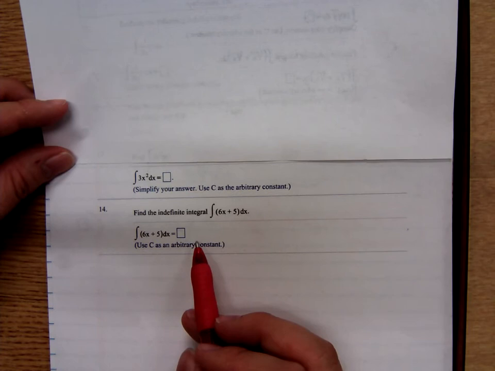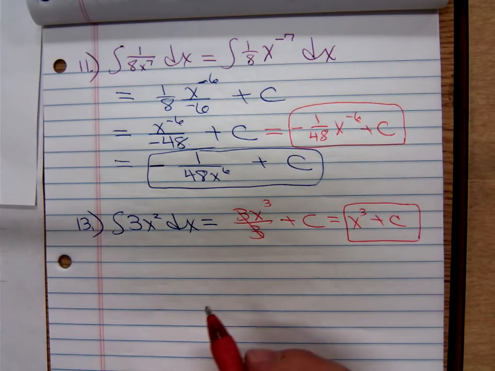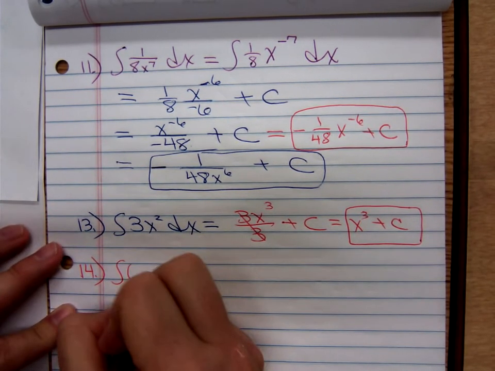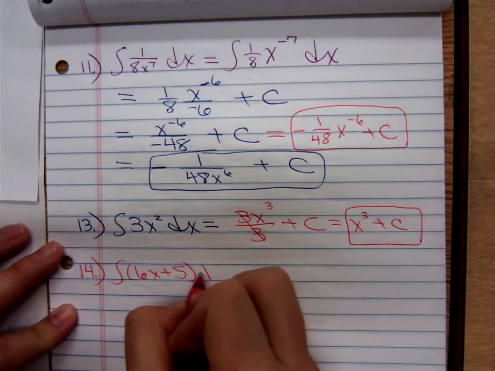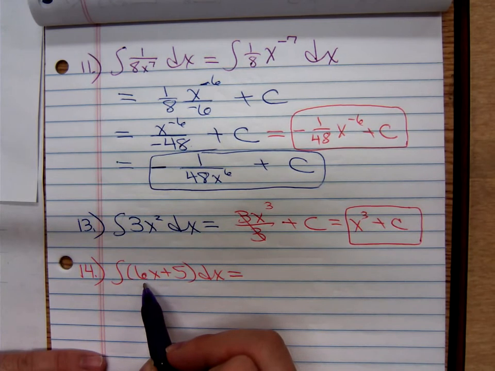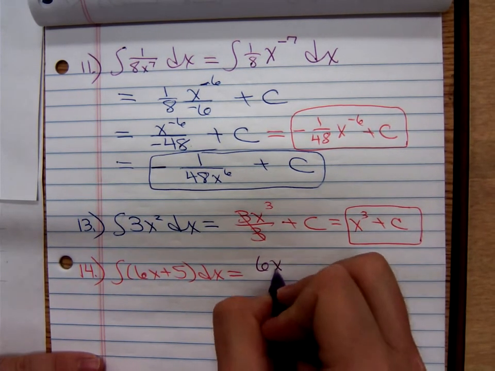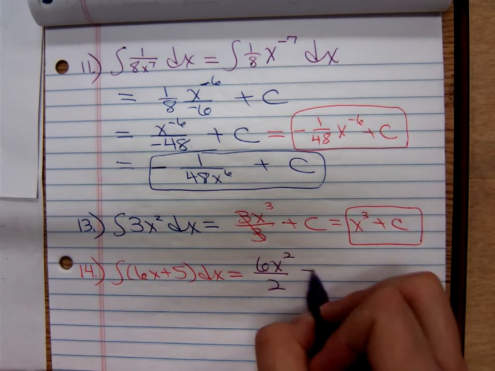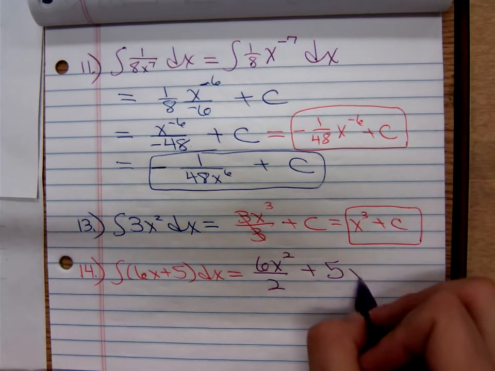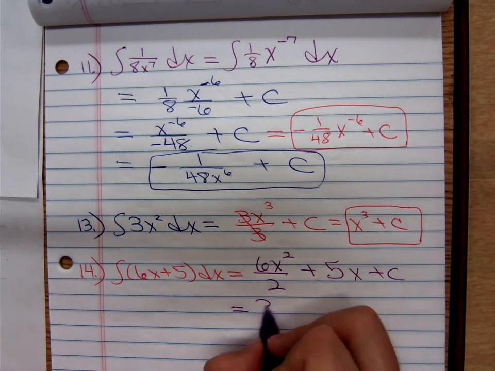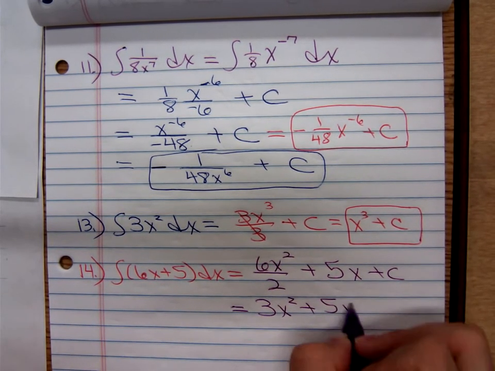And one more, number 14. The antiderivative of 6x plus 5 dx. Anti-differentiating 6x, that becomes 6x. What power do we have here? Squared divided by 2, plus 5, stick on an x, plus c. And that reduces just to 3x squared plus 5x plus c.